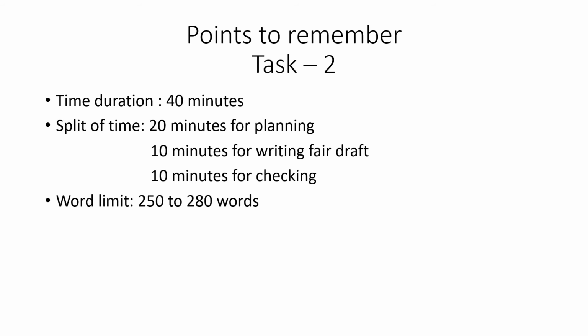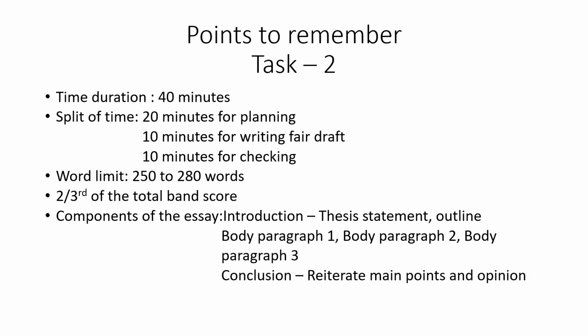The word limit for task 2 of an academic IELTS writing test is 250 to 280 words. As I always say, it is necessary to stick to the maximum word limit, that is 280 words. The band score which you will be scoring in task 2 contributes two-thirds of your total band score in the academic writing task. The components of the essay are the thesis statement, outline, body paragraph, and conclusion.